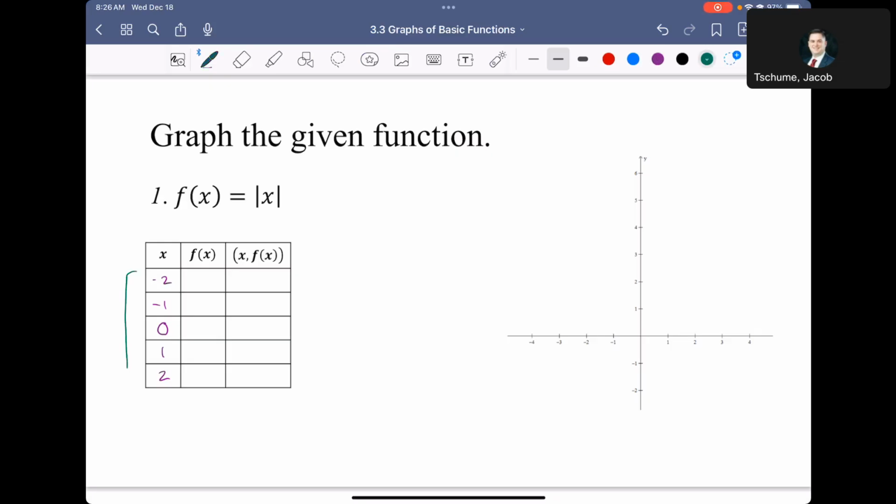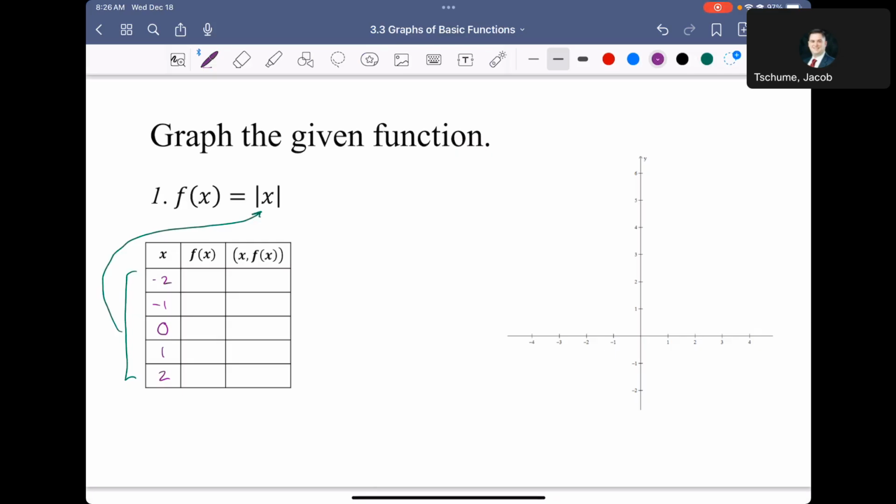Now, these 5 values you need to plug into the function we're working with. Remember, all an absolute value does is take the positive of the number. So if we apply the absolute value to all 5 of these numbers, you will get 2.